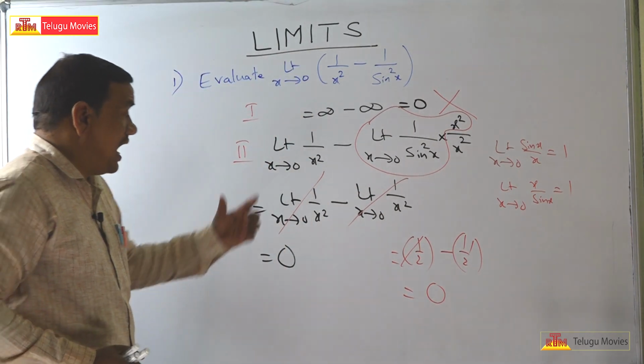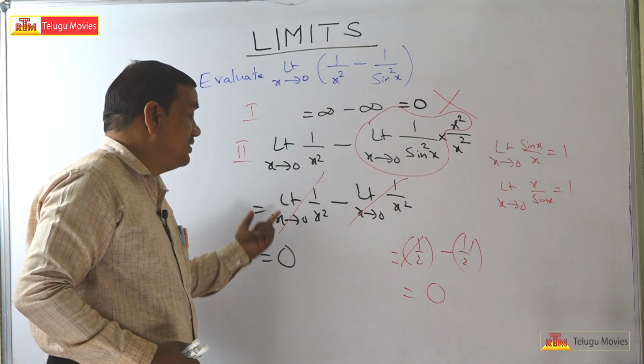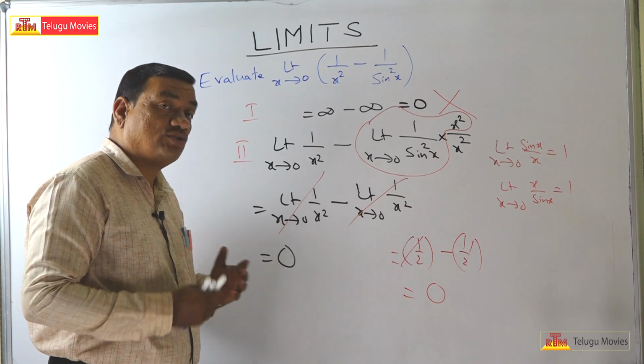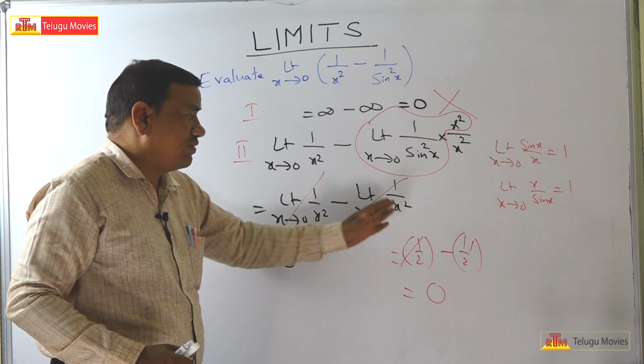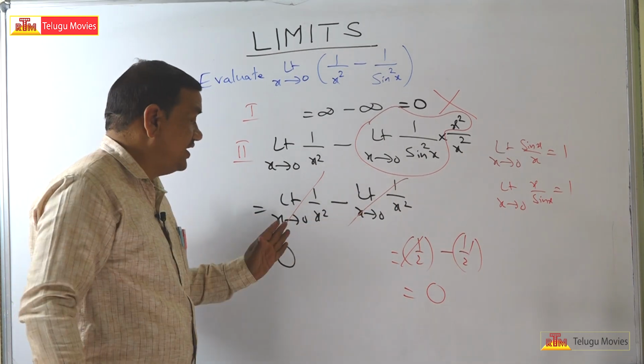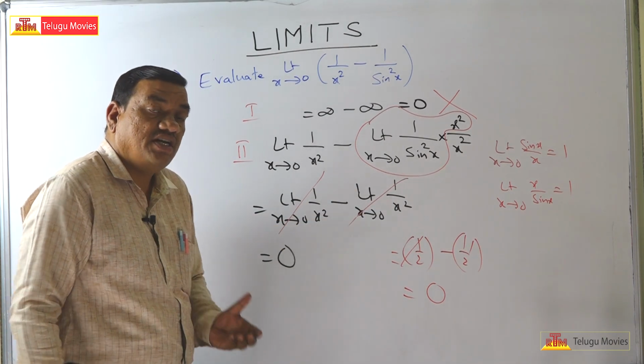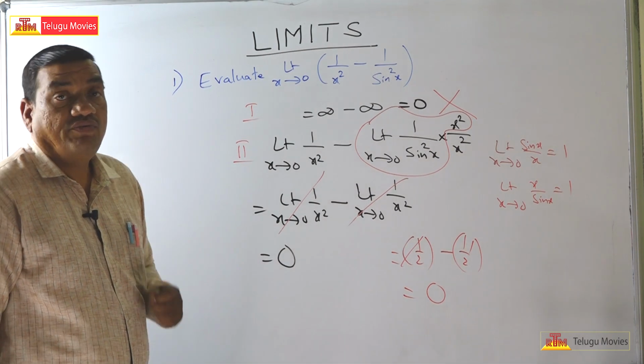Understand this. As limit x tends to 0, 1 by x square tends to infinity, and the other limit as x tends to 0 is also infinity. Infinity minus infinity is an indeterminate form and we cannot determine it.